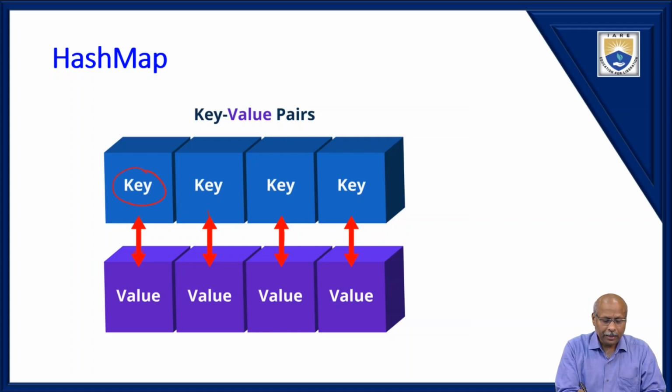So all keys are what? Unique. And for every key you will find a corresponding value. This is the way internally the HashMap is maintaining. And remember, HashMap is storing key with value. First is the key. For that key you will find the corresponding value.